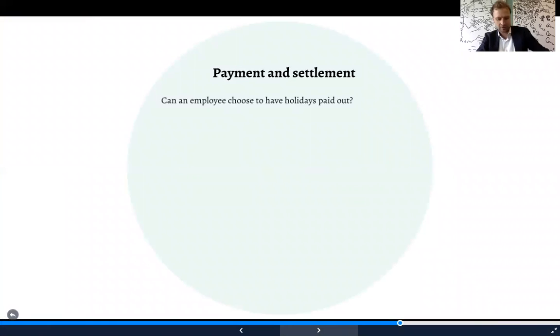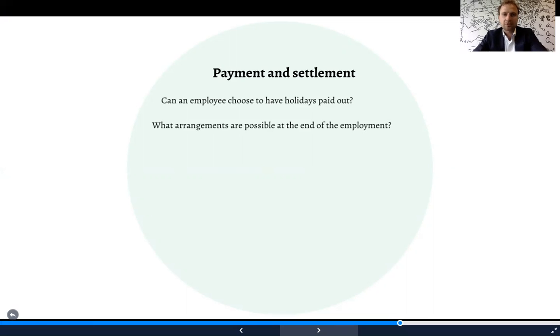A couple of questions I have, and I've got the answers for you. Can an employee choose to have holidays paid out? Statutory holidays may not be paid out during the employment relationship, but holidays in excess of the statutory entitlement may be paid out during the employment relationship. The employee can therefore not choose to pay out statutory holidays during the employment relationship. It's only allowed for extra holidays.